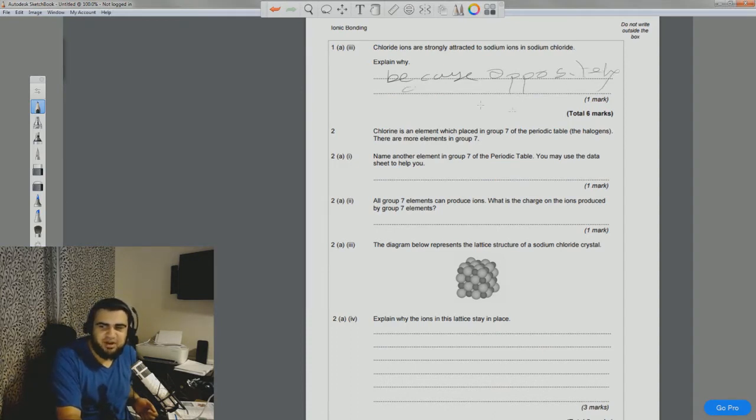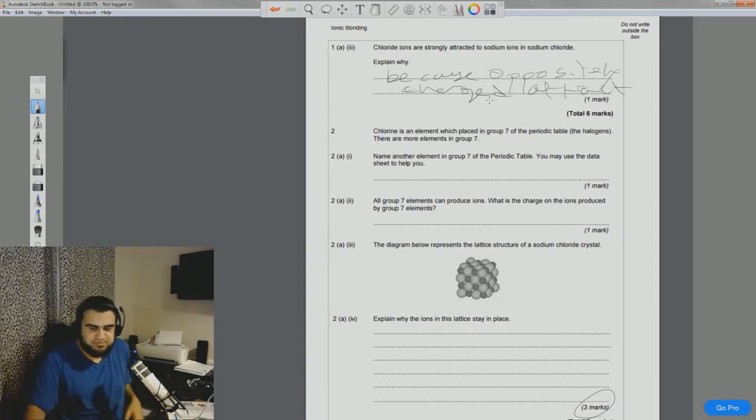No, it's only 1 mark, isn't it? This is the free mark. This is what you want over here. Okay, look: explain why the ions in the lattice stay in place. We're going to talk about that, aren't we? So because oppositely charged ions attract. Awesome, that's 1 mark.